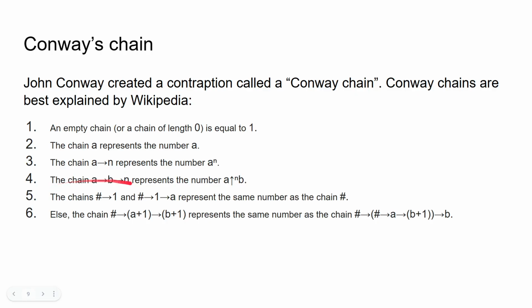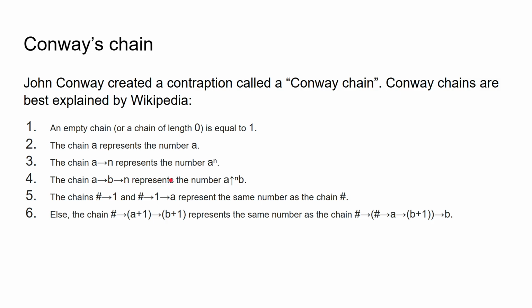So the chain A chain B chain N, all chains are three numbers, by the way. It is A and then N up arrows B. So say let A be 3, let B be 7, and let N be 1.